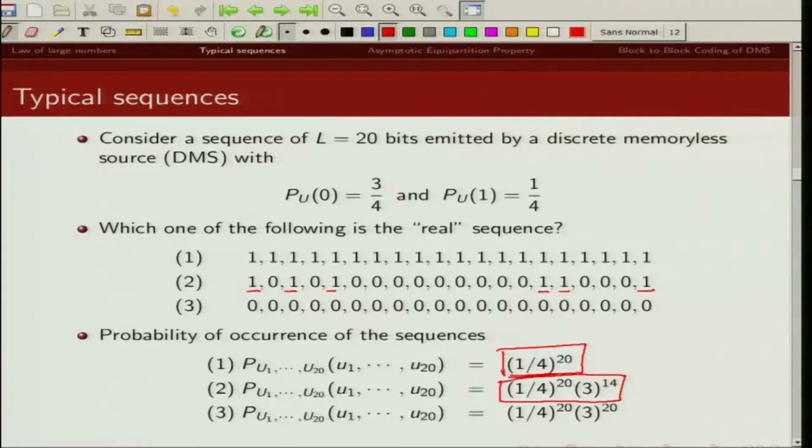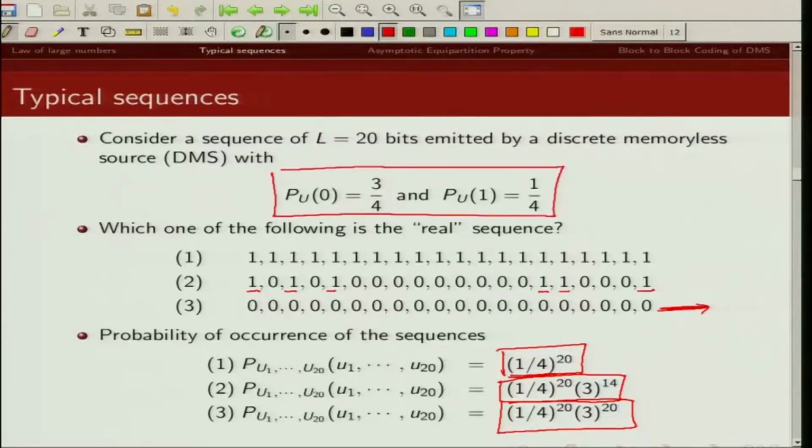And similarly, the all zero sequence, this would be its probability of occurrence. Now the point to be noted is, even though this has higher probability, you can see it's (1/4)^20 times 3/20. Even though this has higher probability among these three sequences that we have shown here, this is unlikely to come out of this particular source.